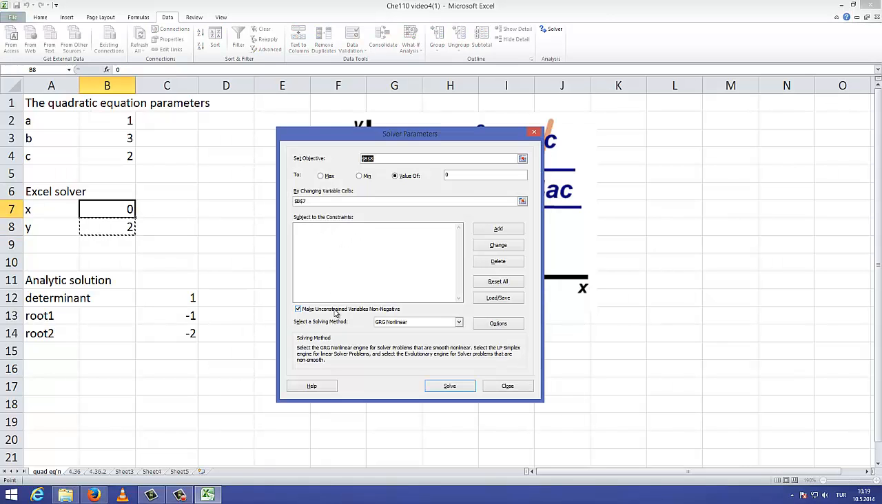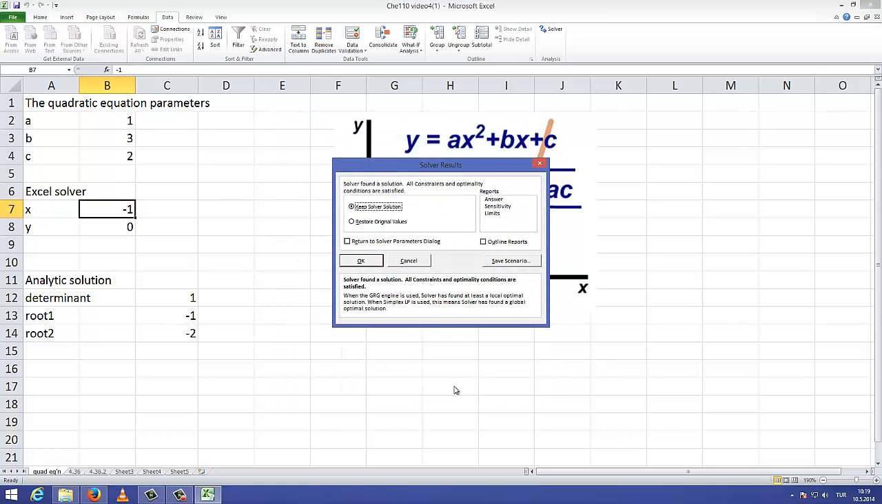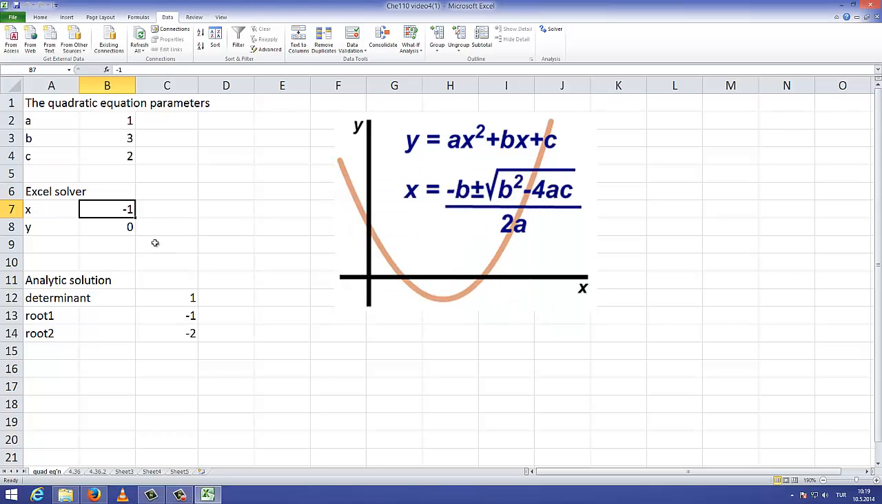Since I clicked this, making the unconstrained variables non-negative, it didn't go to the negative numbers, but the roots are -1 and -2. So by unclicking this, I make this problem solvable. So as you see, Solver found the solution. All constraints and optimality conditions are satisfied, and we have found the first root, as we found from the analytic solution.